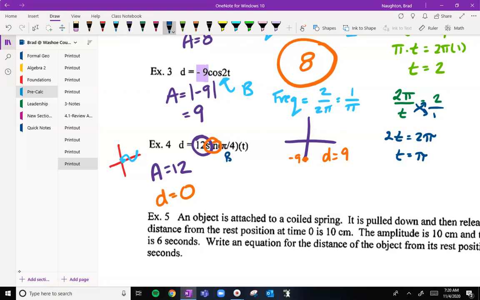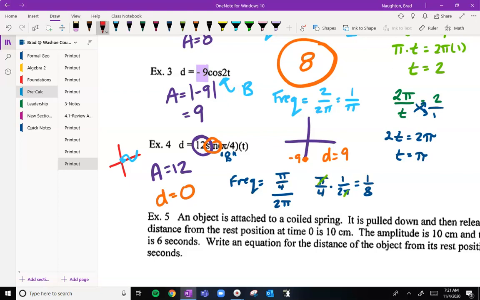All right, this is my B value. For my frequency, I'm going to do pi divided by 4, and then divide that by 2 pi. So I'm going to go pi over 4, and then flip the denominator, so it's 1 over 2 pi. Then my pi's are going to cancel, so this is going to be 1 over 8. Again, pi's cancel, 1 over 8.